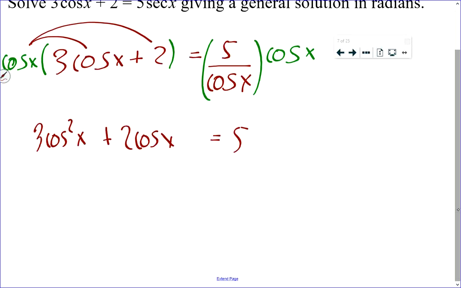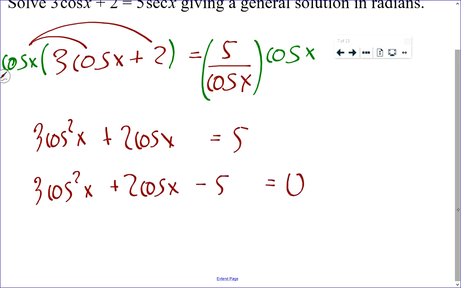Because the cosine x's cancel on the right-hand side. So it's quadratic in cosine of x. When I say quadratic in cosine, that means cosine is the thing that's being squared. I'm going to zero the equation. And now we're back in more familiar territory.